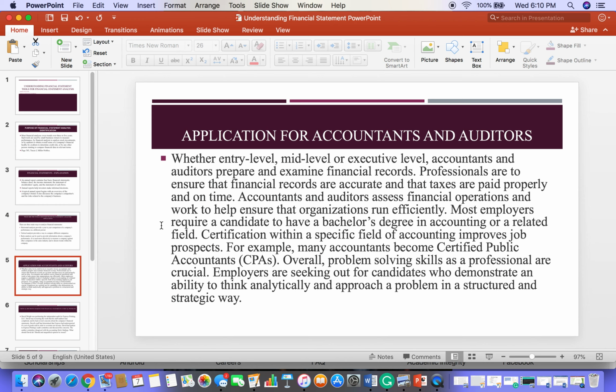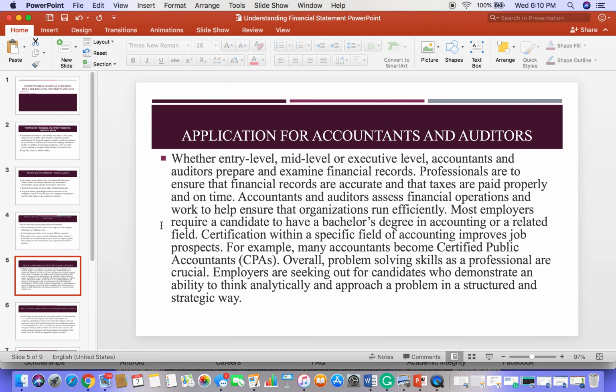Most employers require a candidate to have a bachelor's degree in accounting or a related field. Certifications within a specific field of accounting improve job prospects. For example, many accountants become certified public accountants, which are CPAs.